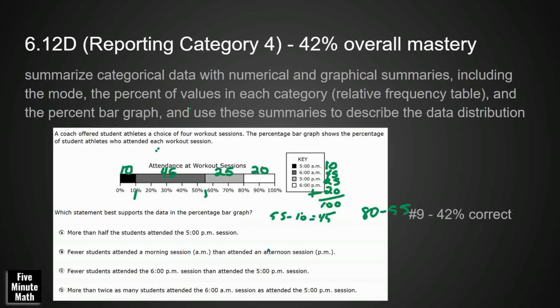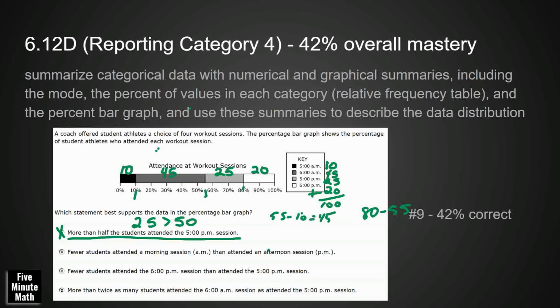Now we need to evaluate each of these statements. More than half the students attended the 5 p.m. Okay, so what would half be? So half is going to be 50. So they think my 5 p.m., which is 25, is greater than half, 50. That does not make sense. Now you see where the trick is here. The trick is 5 p.m. ends at 80. So if you do think the 5 p.m. is 80, 80 is greater than 50. But the 5 p.m. doesn't start at 0, so you can't go from 0 to 80. You have to go from 55 to 80. So that's incorrect.